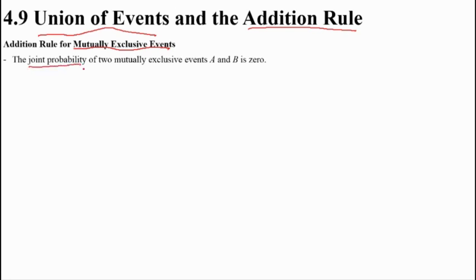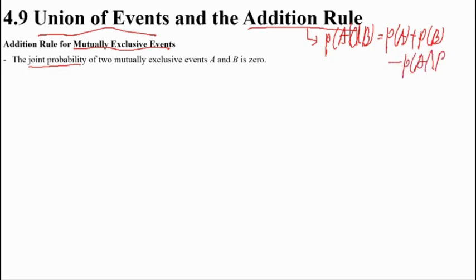Until last time we talked about union of events and the addition rule. Okay, so adding more: the addition rule for mutually exclusive events. First of all, the addition rule is P(A union B) equals P(A) plus P(B), subtract the probability of A intersection B, or the joint probability.